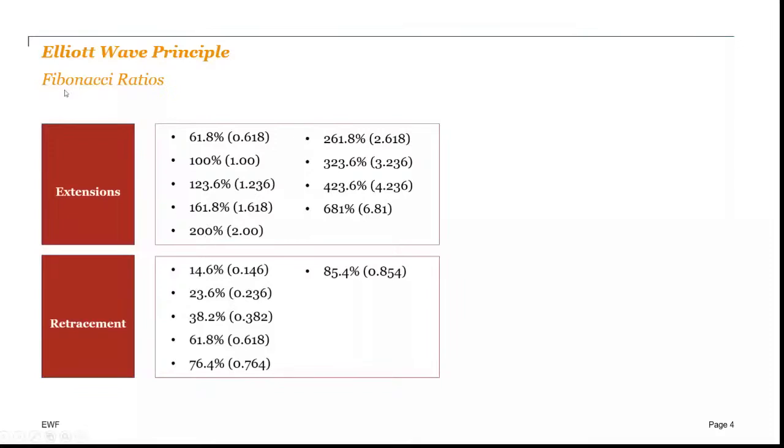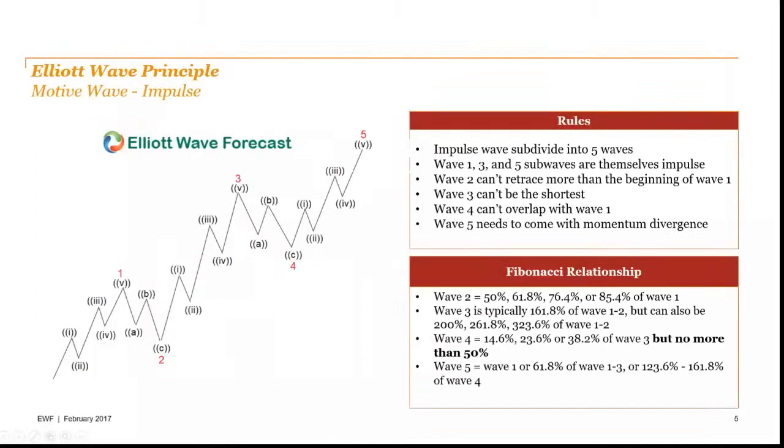All right, so now let's take a look at the first one. Remember, motive wave, only 2 types: motive and corrective. Motive is 5 waves, and now we are talking about motive wave, specifically impulse. Motive wave, 5 waves, has 2 different types, impulse and diagonal. So now we are talking about impulse. Impulse is, as we saw before, 1, 2, 3, 4, 5. So these are the rules. Impulse waves subdivide into 5 waves. This 1, 2, 3, 4, 5 in red, that's what we mean by impulse wave.